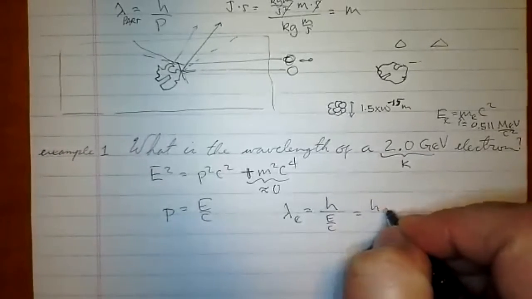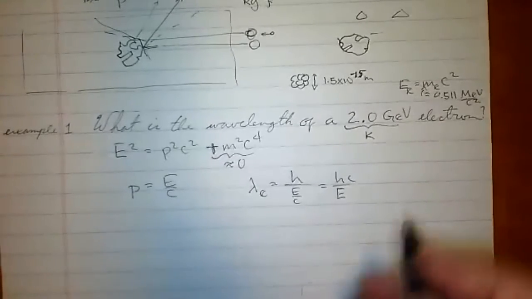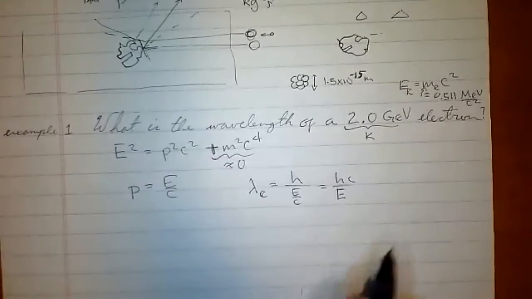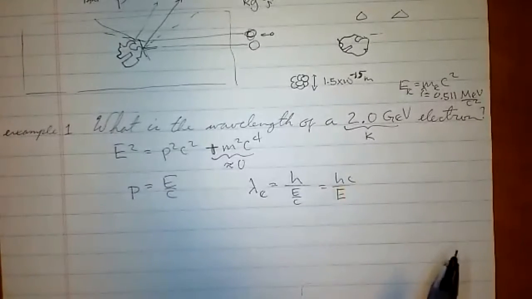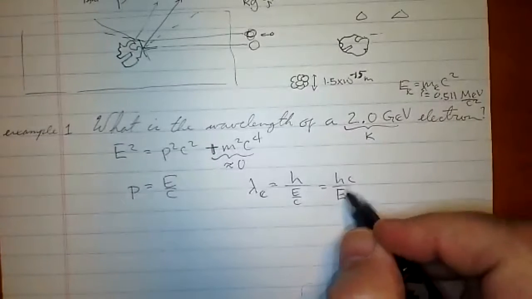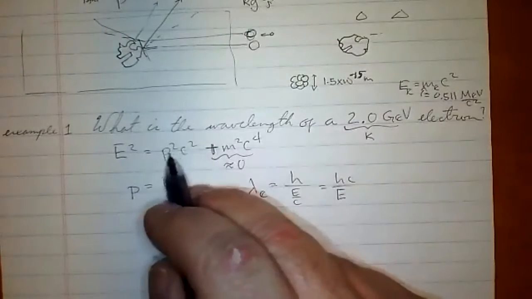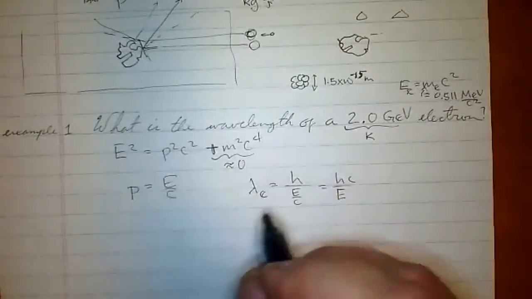So I get hc over E is the actual wavelength. Now this energy is the total energy, but remember we were actually using it to solve for P. So we are actually using the P. It's just a matter of the P is E over c.